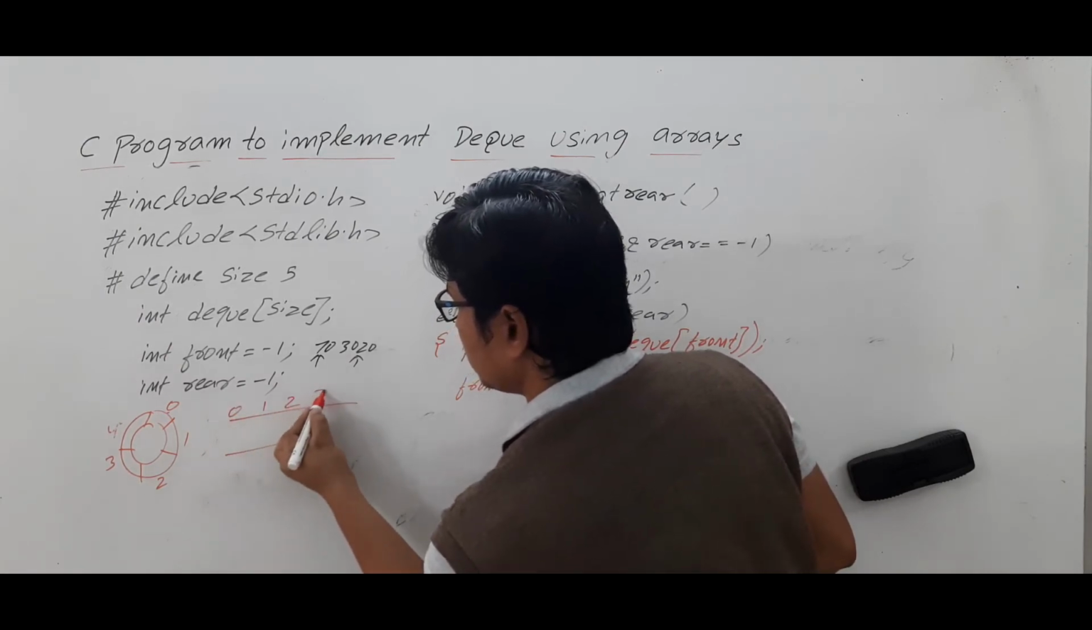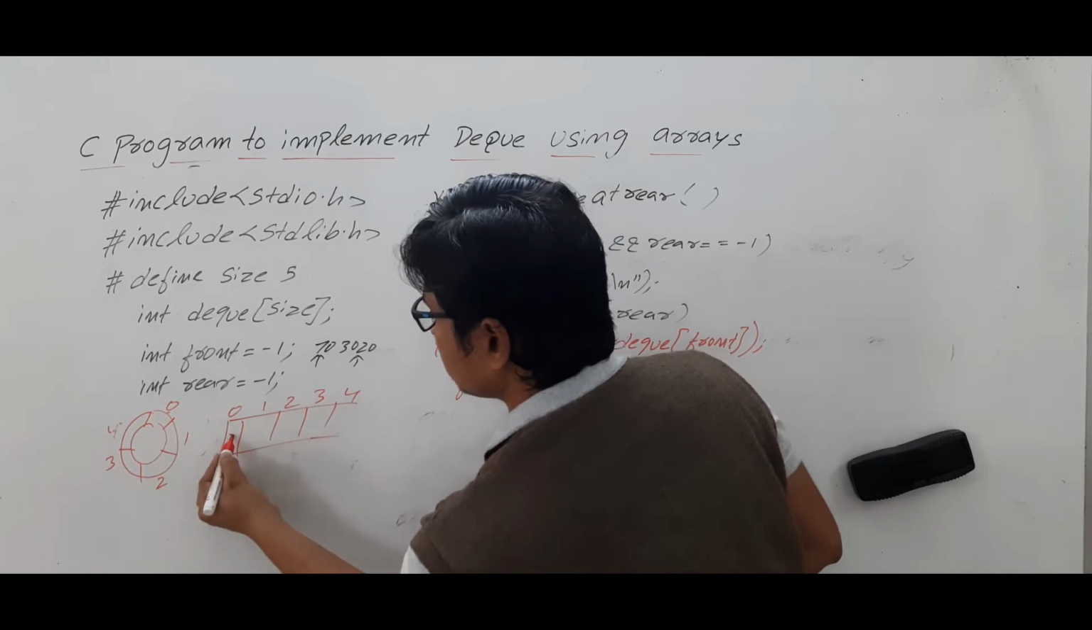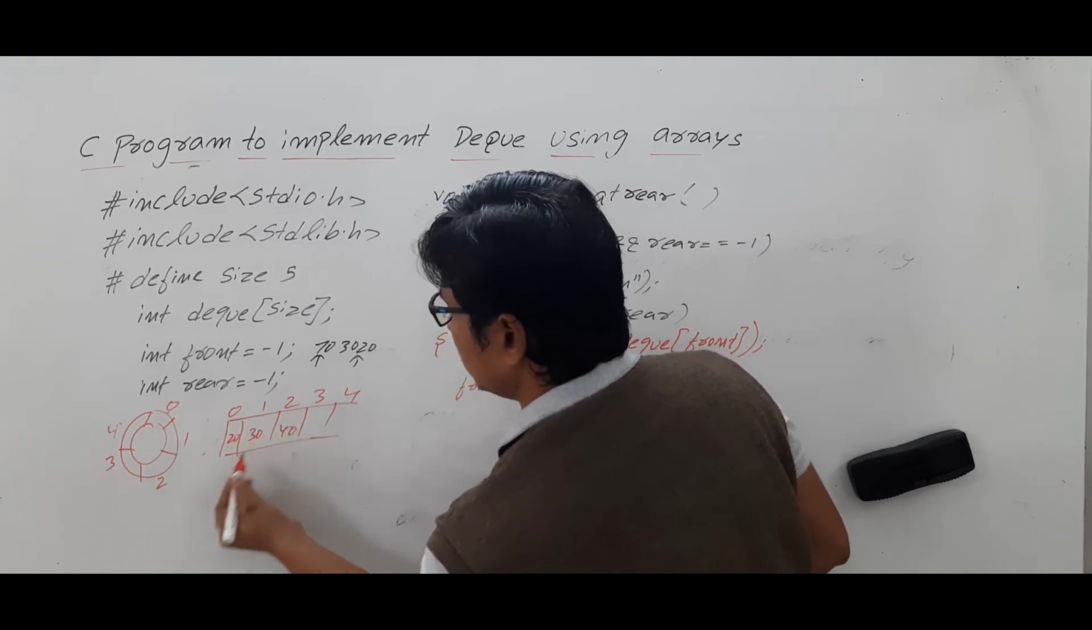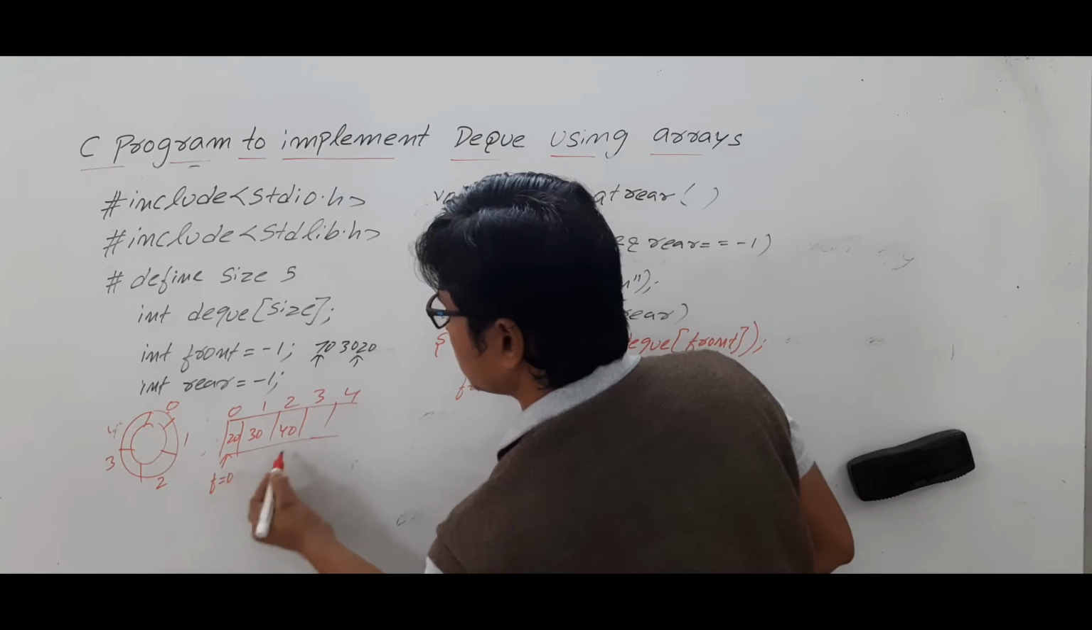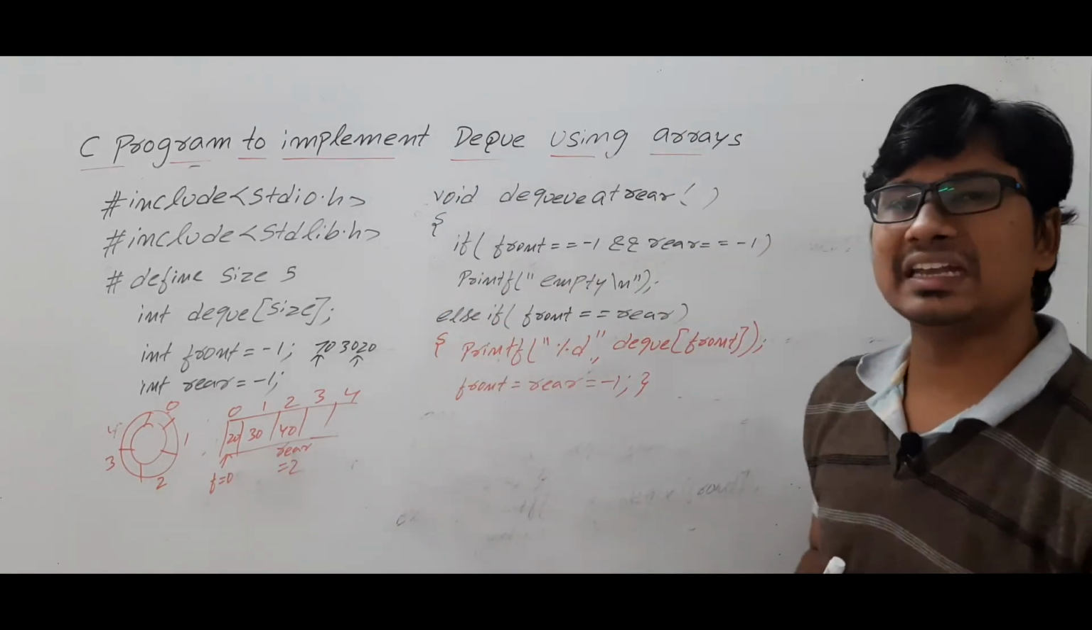Index 0 1 2 3 4, there are some elements, say 20 30 40, and front is pointing to 0, rear is pointing to 2. Now someone has called dequeue at rear.